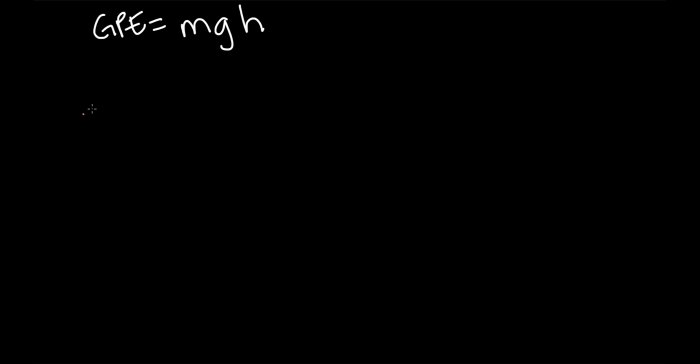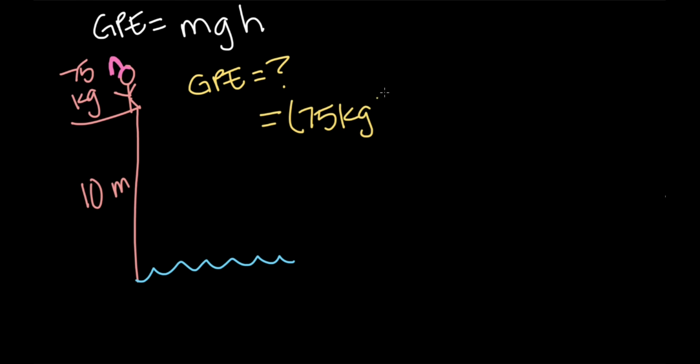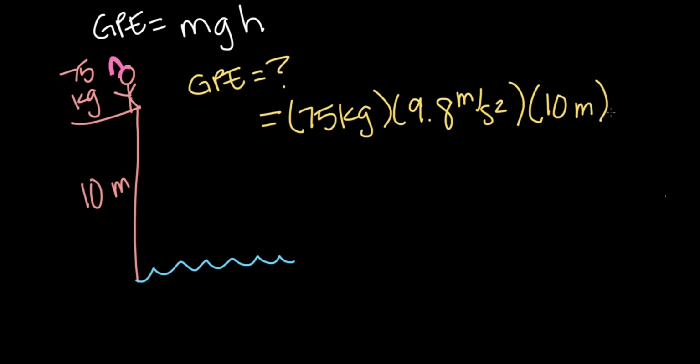So let's do an example. So let's say that you have a cliff diver who's standing on a 10-meter tall cliff, and she weighs about 75 kilograms. So as she is standing here at the top of this cliff, what is her gravitational potential energy? Okay, well, we can use this equation that we just derived, and we know that her mass is 75 kilograms. We know that g is 9.8 meters per second squared, and we know that h is 10 meters.